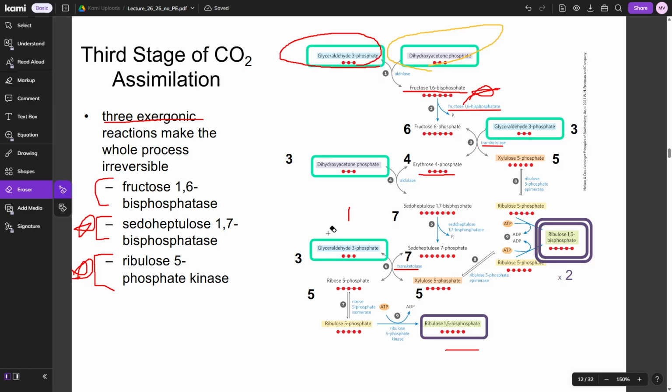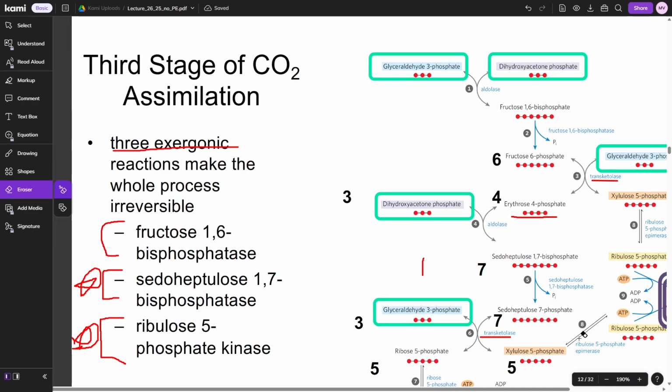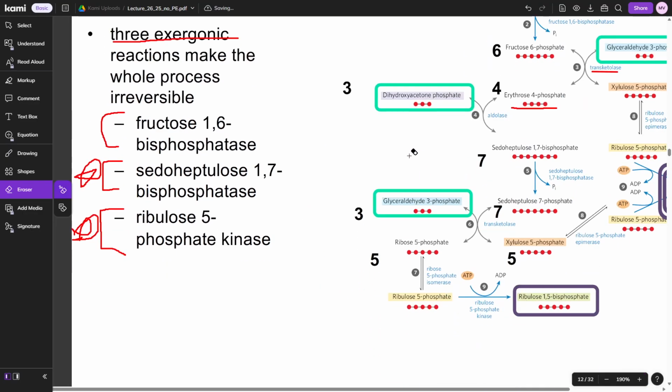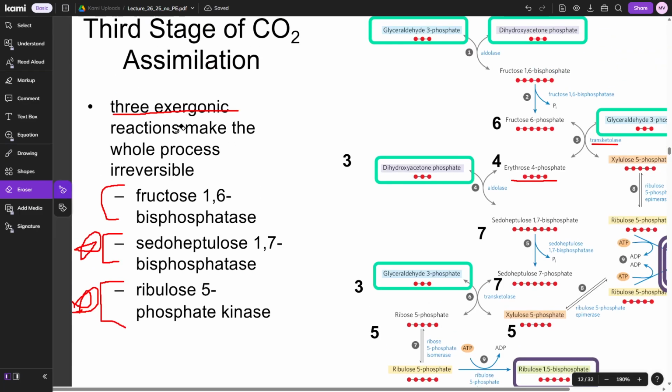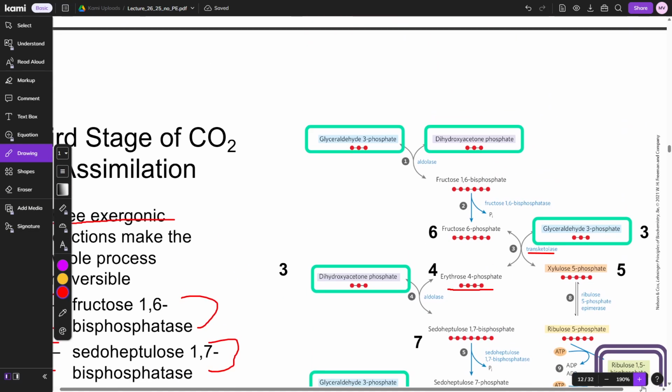So, can you guys read those? It's kind of hard to see. I guess I'll try and walk through this a little bit. How much time do we have? Like 5 minutes. Okay. Here are the 3 very exergonic steps that I was talking about: fructose 1,6-bisphosphatase, sedoheptulose 1,7-bisphosphatase, and then ribulose 5-phosphate kinase. So I'll try and walk through this from the top.